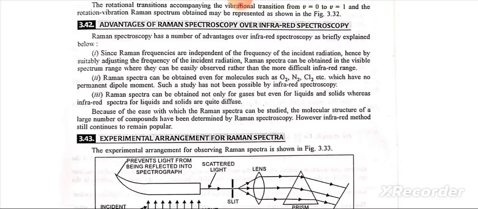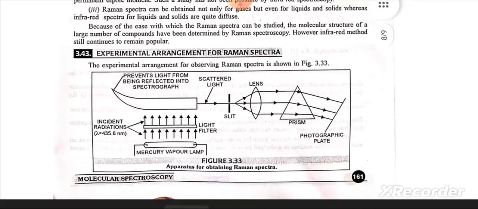Because of the ease with which the Raman spectra can be studied, the molecular structures of a large number of compounds have been determined by Raman spectroscopy. However, the infrared method still continues to remain popular.